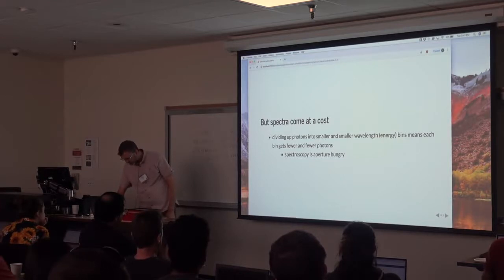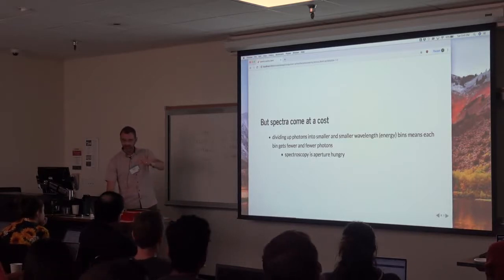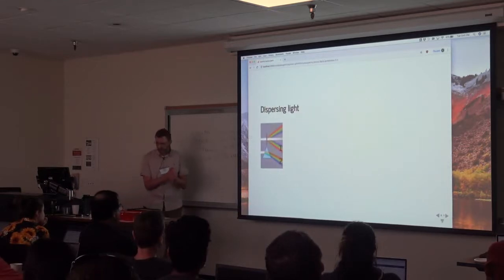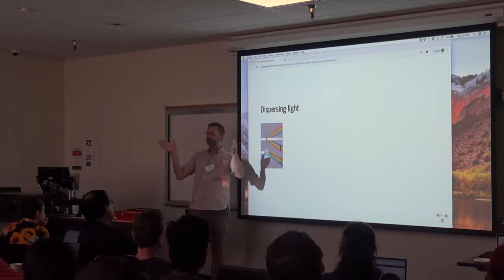All right, so you guys got a good sense of why we want to do spectroscopy. All right, now let's talk about how we do spectroscopy. We got to disperse the light. Light's coming to us, it's all together. We want to break it up into different wavelengths.